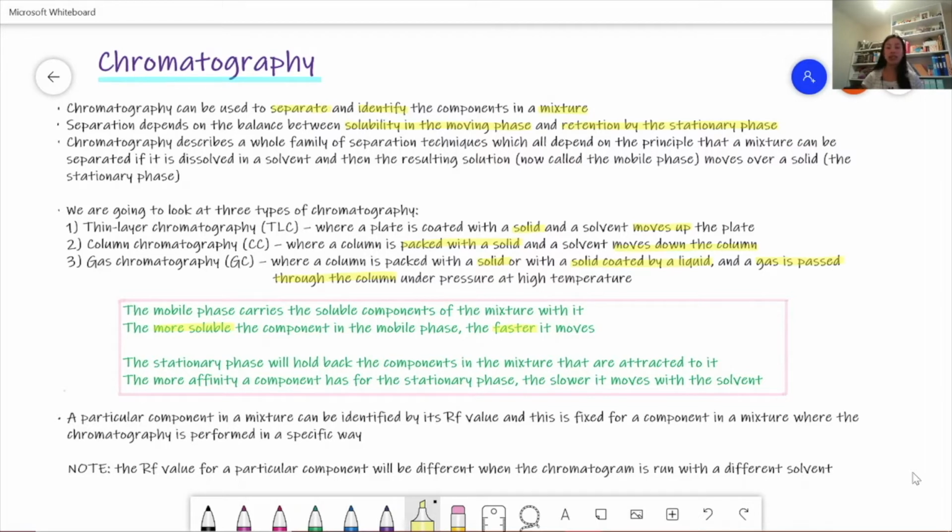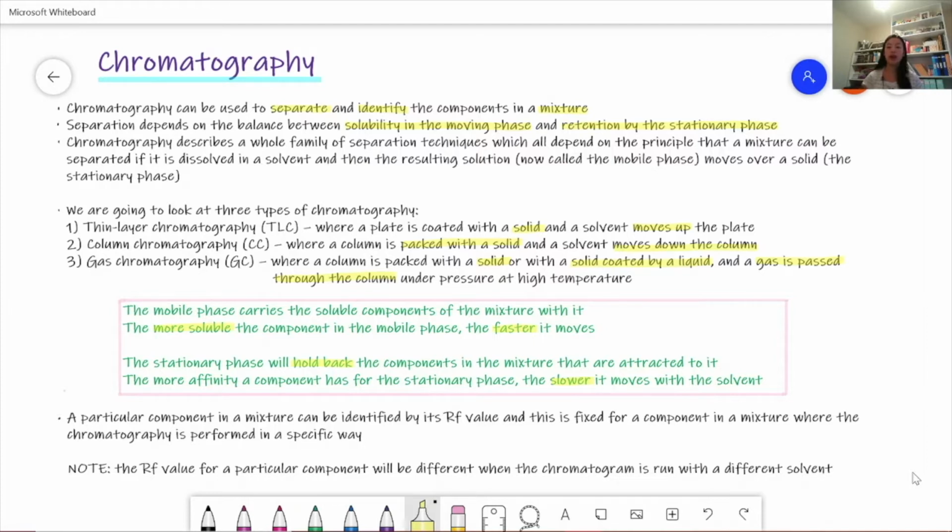When we look at the stationary phase, this will hold back the components in the mixture that are attracted to it. So the more affinity a component has for the stationary phase, the slower it moves with the solvent. If we were looking at paper chromatography, then the stationary phase would be the paper, because the paper is not moving.